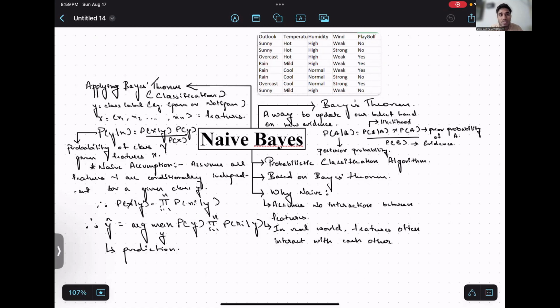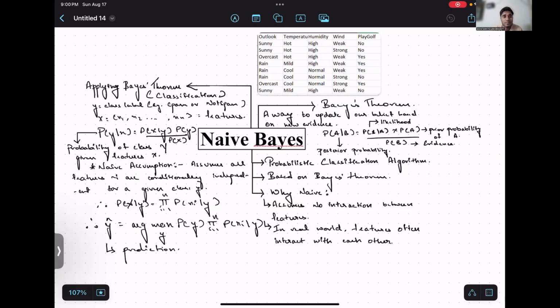Hello everyone, welcome to this deep dive into the naive Bayes classifier, one of the most important and widely used machine learning algorithms for classification. Today we'll explore what naive Bayes is and why it is called naive, the mathematical foundation, Bayes theorem, and how naive Bayes uses it.